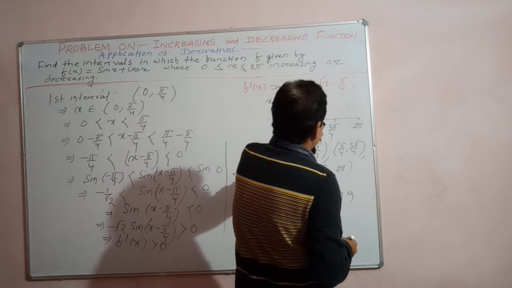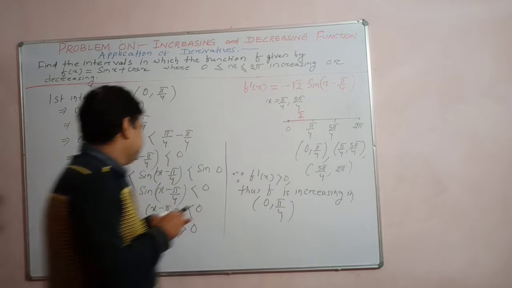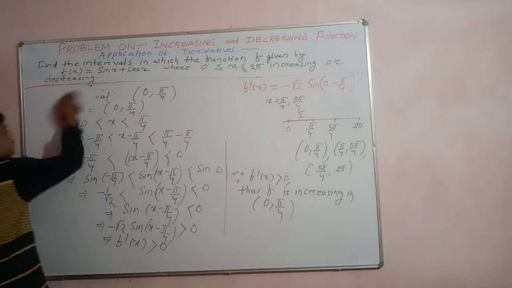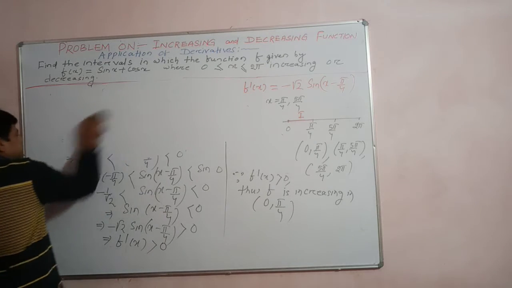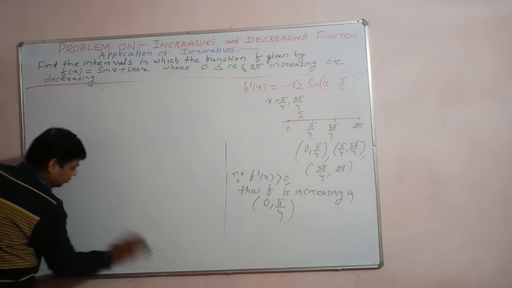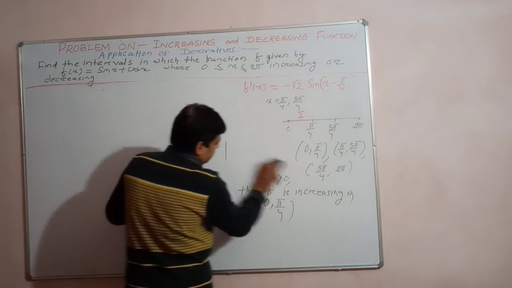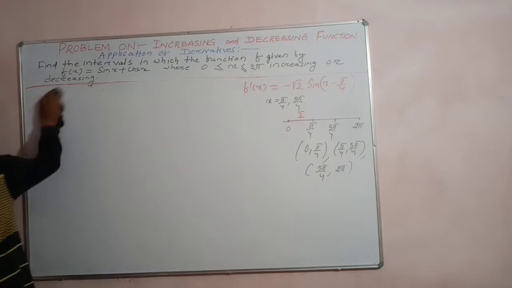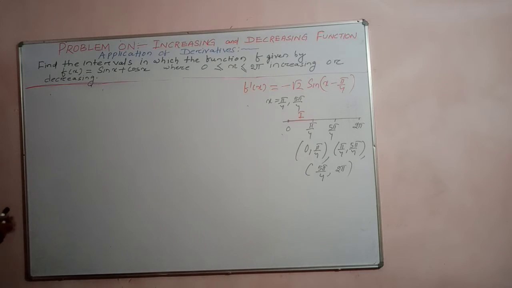Similarly, let's see in the interval pi by 4 to 5 pi by 4. Understand? Whether the function is increasing or decreasing. Let us come to the second interval. Note down here. So one point you got: in the interval 0 to pi by 4 the function is increasing.